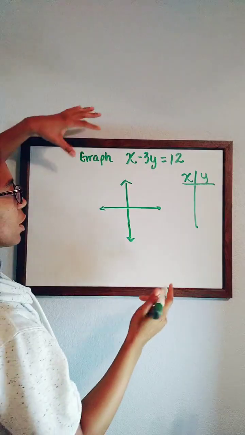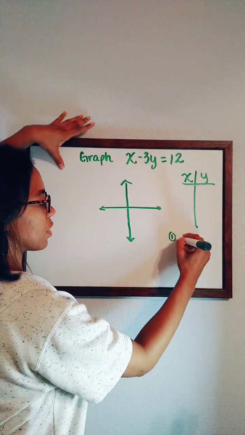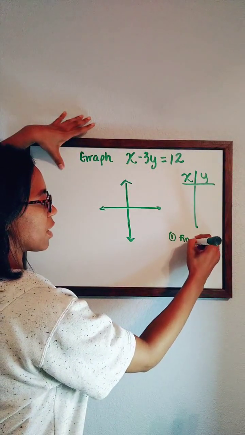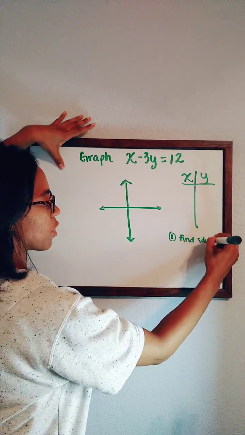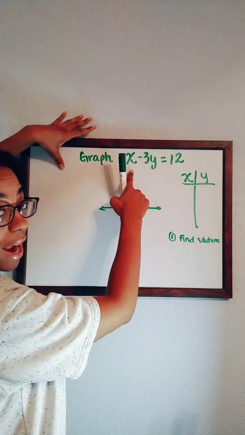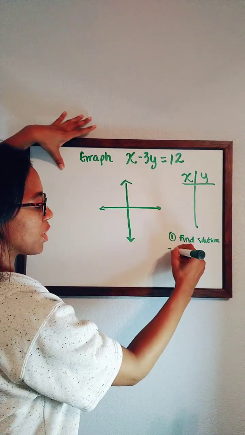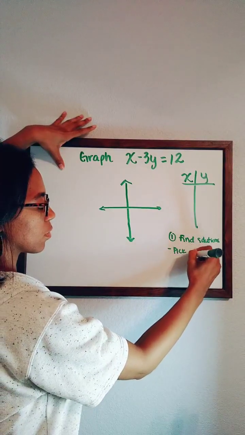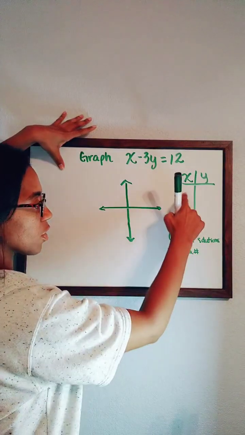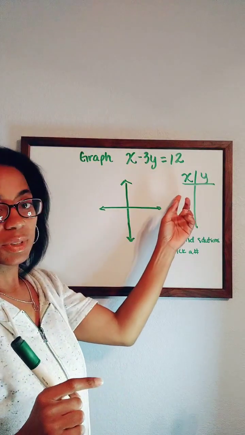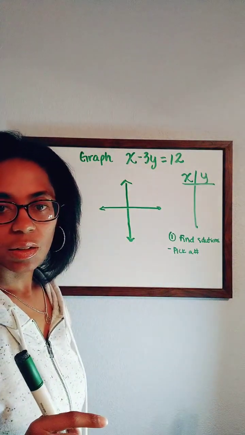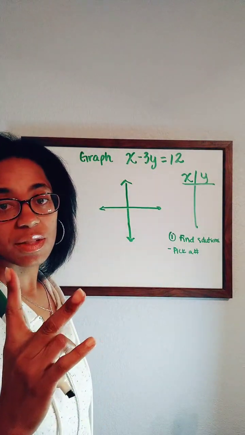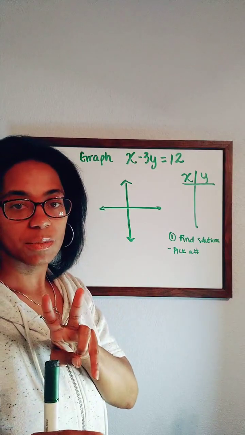So the first thing you're going to do is create solutions, okay? So you're going to find solutions for this graph. You're going to pick a number. So for x, we're just going to pick a number. You need 2 points. So you got to have 2 points.